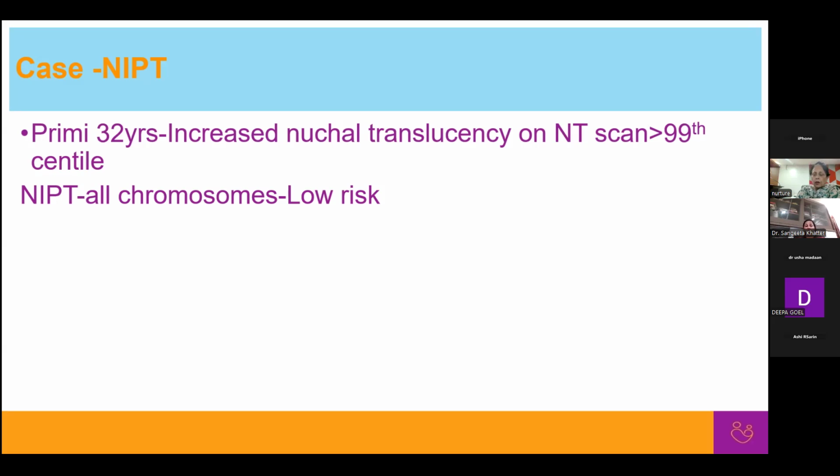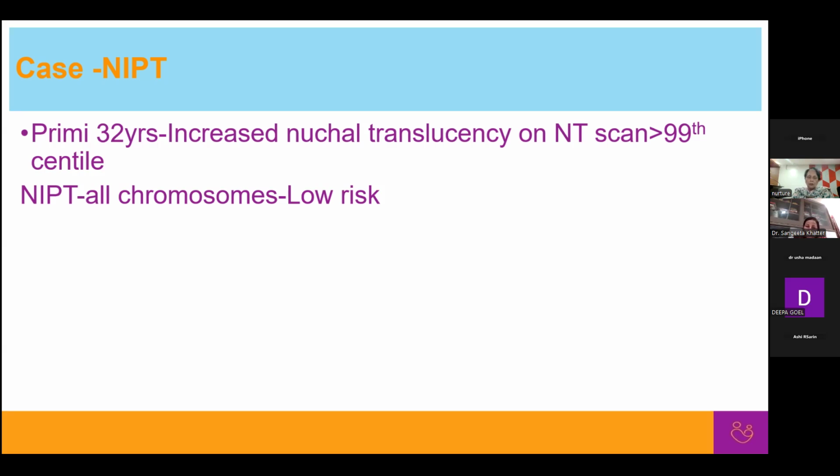So are you saying that if NT is more than the 99th centile, then this patient has to go for amnio only? Yes, ma'am, amnio or CVS. The other tests do not contribute to decision making. Dual test is derived from the beta-hCG, PAPP-A, and NT scan report, as you have always seen. So NT is already high, and that is going to be high risk only.